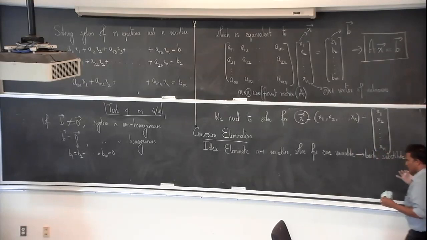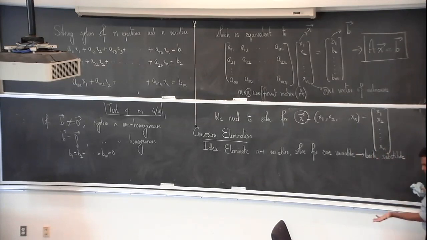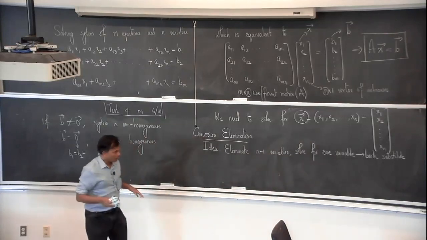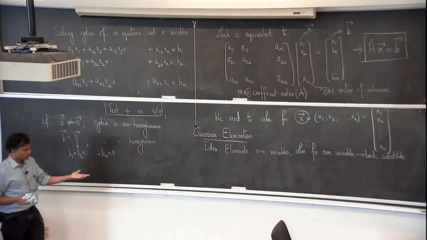You can think about it for a 2x2 system. You have two equations, two variables, x and y: eliminate y, find x, plug it into the other one, find y. So same idea here. If you have 1,000 variables, you don't want to sit down and do it by hand. Okay. So the idea is still the same: eliminate all but one, keep one, and back substitute.